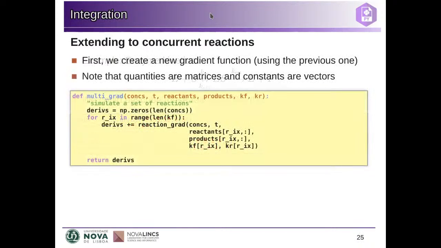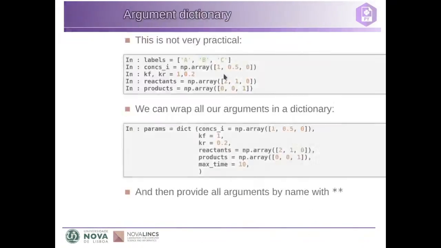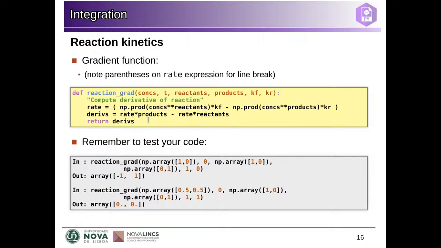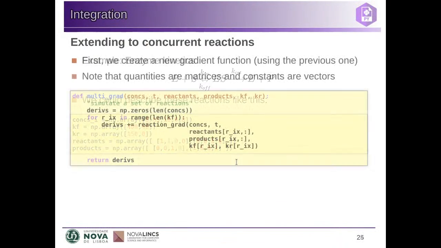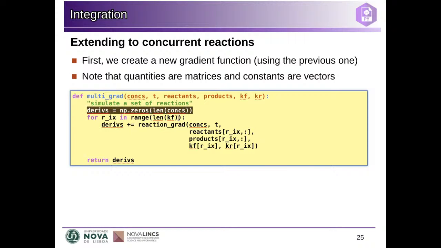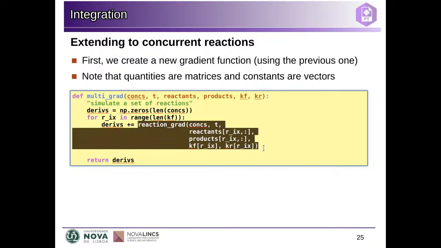And this we can easily do because we already have a function that we created previously, this one here, to give us the gradient, the derivatives for one single reaction. So now what we're going to do is to loop through all the reactions that we have and add to this vector that starts at 0 the contribution of each reaction.